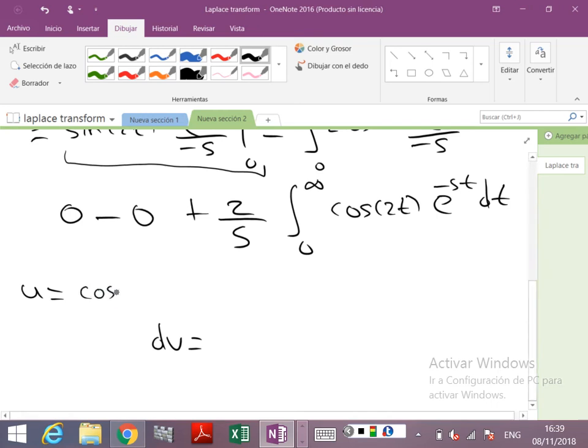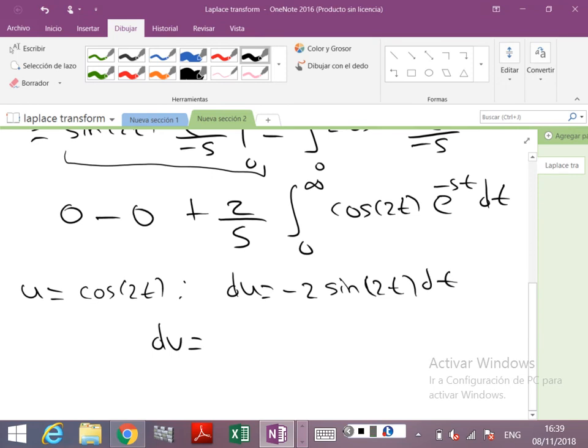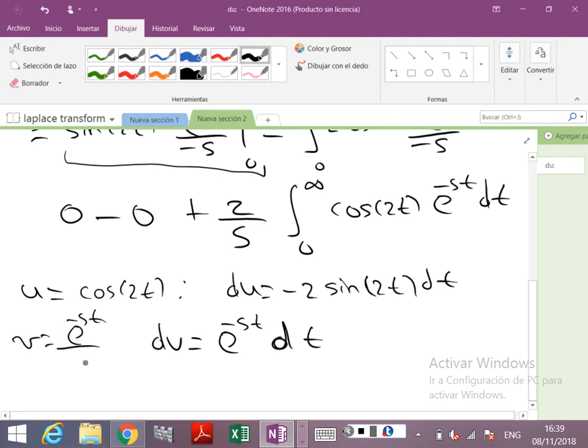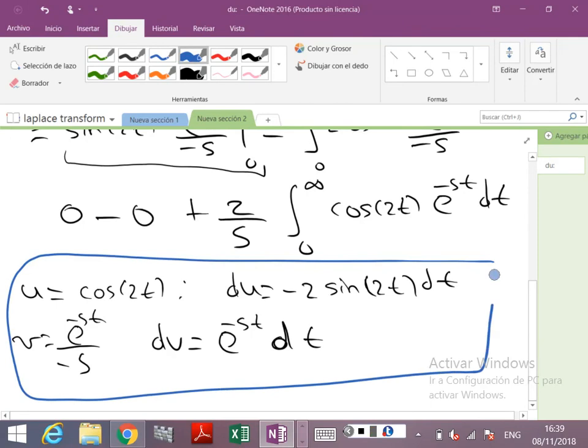So u is cosine of 2t, and du equals what? Negative 2 sine 2t, right? dt. And then dv will be what? E to the negative st dt, right? So v will be what? Divided by negative s. So this is my substitution, right? So now I just replace.